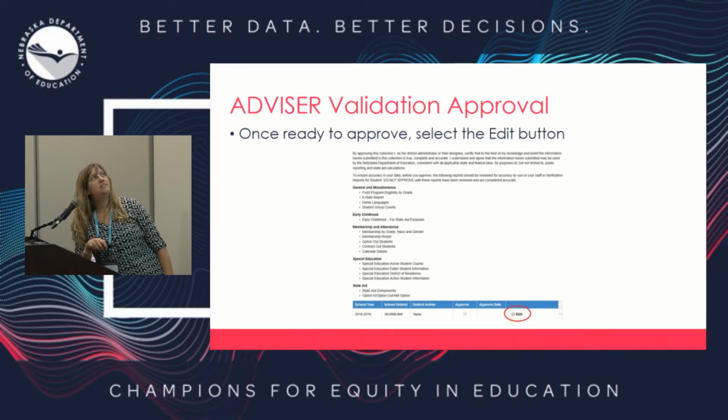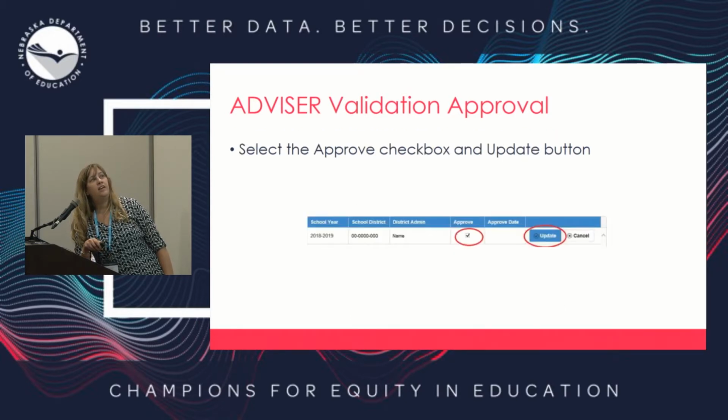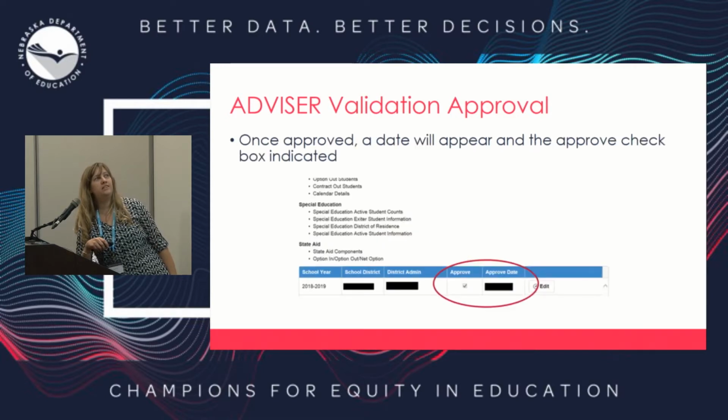You click on that, and this tiny little box here, you click, and then you update, and that's it. It's really quick and simple. So the time you spend is really looking at those reports. Once you do that, it'll have a date here, and this box will be grayed out, and that's it. Everything's approved and done, and you're good to go.